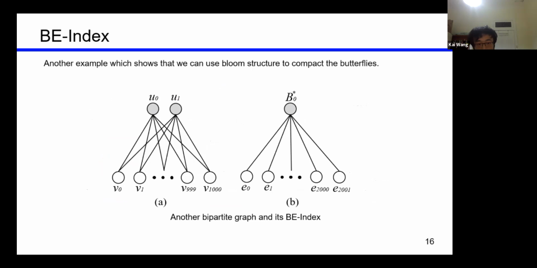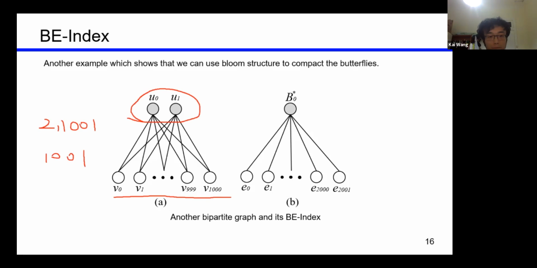Here is another example which shows that we can use the Bloom structure to compact the butterflies. So the left graph has 2 vertices on the upper layer and 1001 vertices at the lower layer and 2002 edges. So this is a 1001 biclique, which is also a 1001 Bloom.